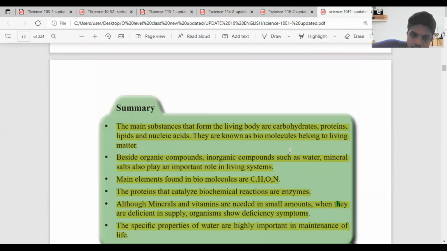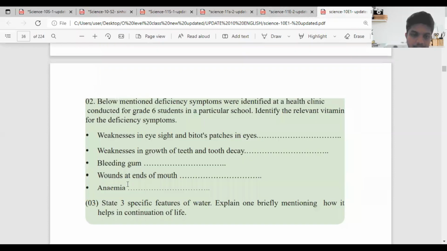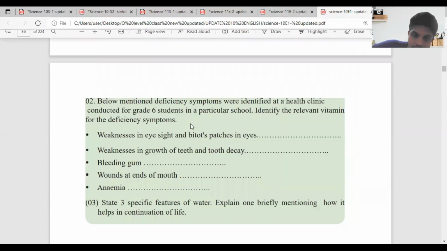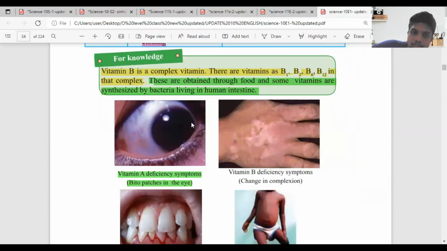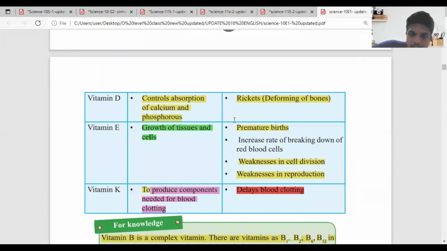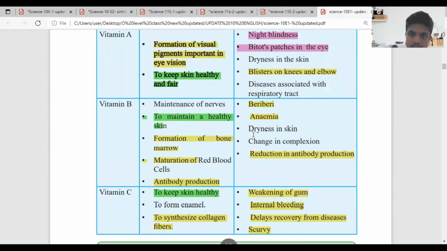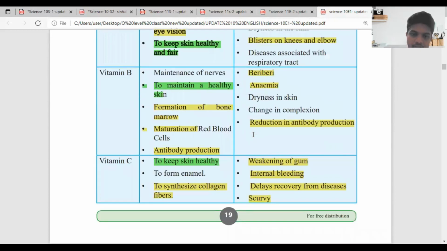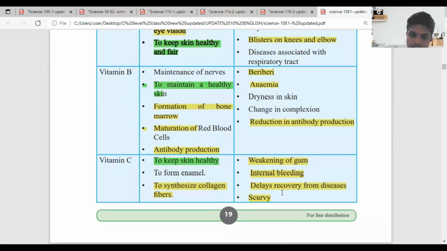Here they are asking about weakening the growth of teeth and tooth decay. For tooth decay, mainly it is done on this basis. So we can go with vitamin C, Dharu, rather than vitamin E, because in vitamin E they have not mentioned anything about tooth decay or related to that. With the answers, we have to go with answer number 3. Weakening of the gum, because here this is also explained, weakening of the gum.